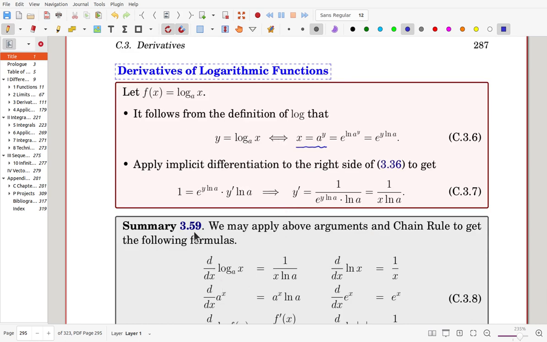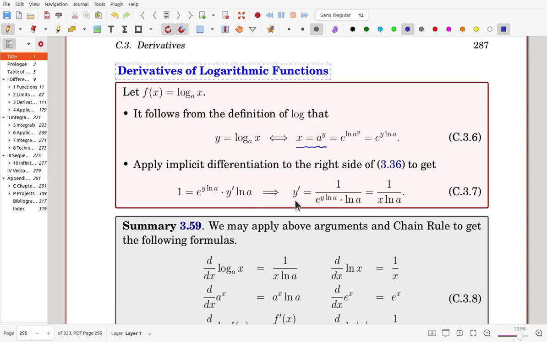Now here, if we make implicit differentiation for this equation, then that is 1. And then now here, by using chain rule here, and e to the y log a, the derivative of that term is given in this way.